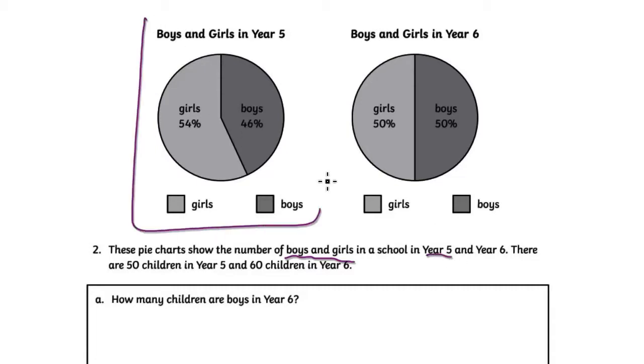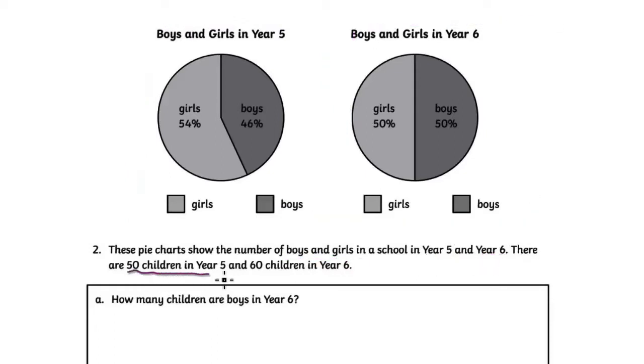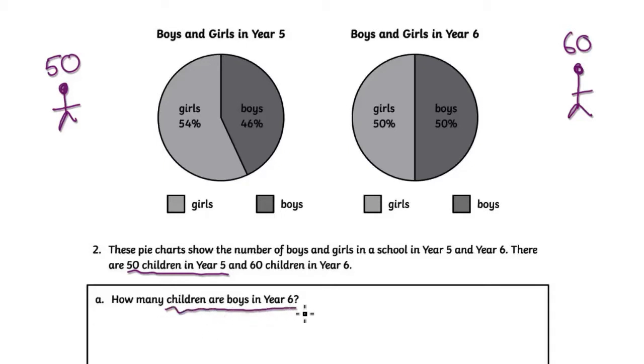So this is year 5, and this is year 6. There are 50 children in year 5, and in year 6 there are 60 children. So 60 over here. Our job is to work out the number of children which are boys in year 6. So we want to know about the boys in year 6.